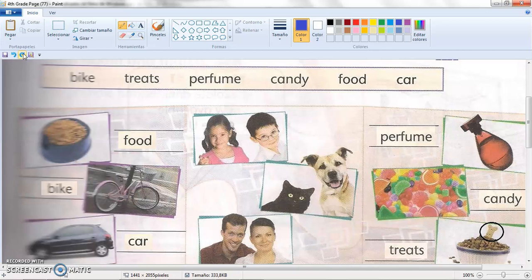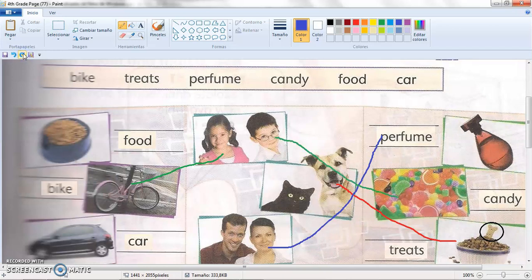Y aquí vamos. Bike. The bike is for the kids. In this case, for the girl, for the little girl. Now the next one, the treats. Yes, that's right. It's for the animals. In this case, I'm going to match it with the dog. Perfume. Who uses perfume? Well, normally adults. Adults use perfume. Now the next one.